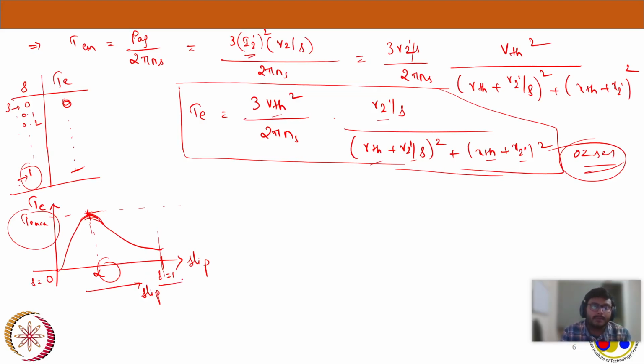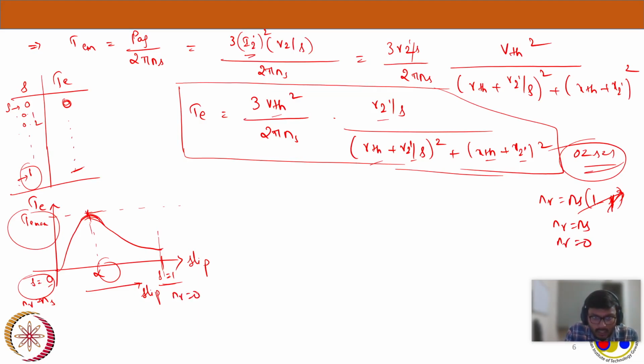Now this is the starting slip, and this is your 0 slip. At s equals 0 it's not practically possible, right? Because Nr equals Ns into (1 minus s). If you keep s equals 0, your Nr equals Ns. Here the speed is Ns. And if you keep s equals 1, this means Nr equals 0. That is the starting condition. Here Nr equals 0.